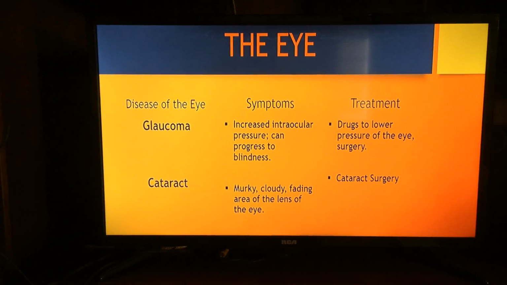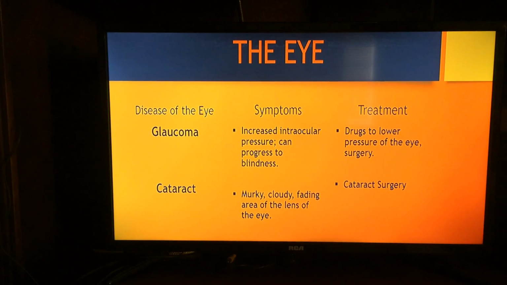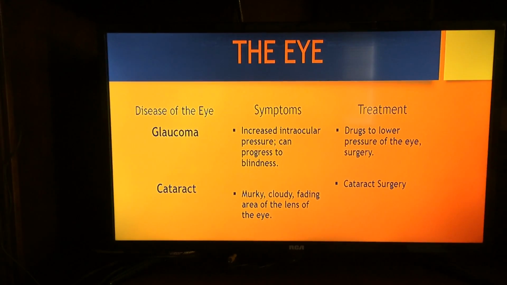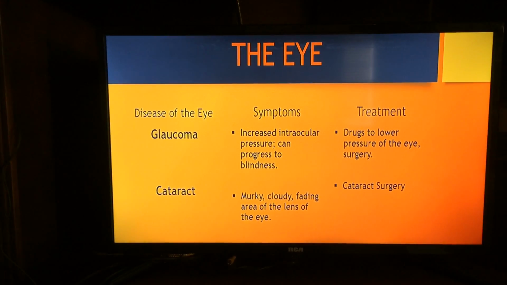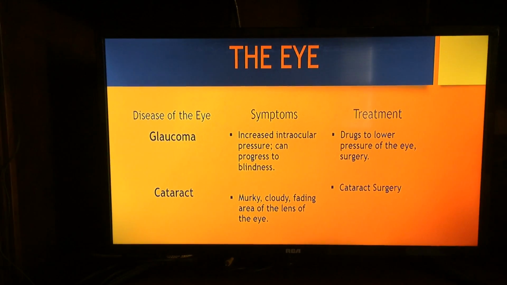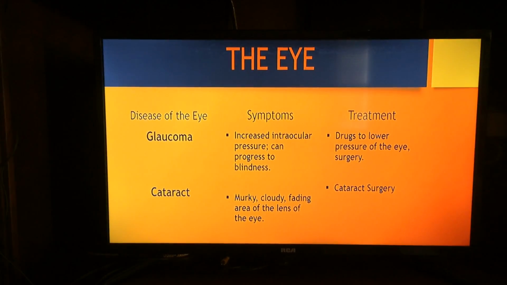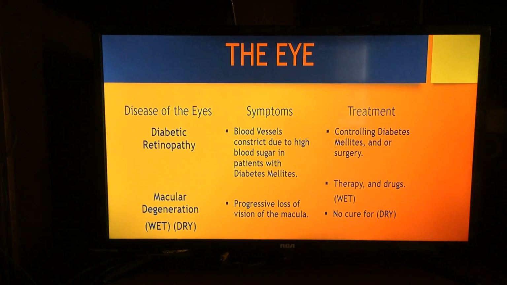Glaucoma is increased intraocular pressure and can progress to blindness. Drugs to lower pressure of the eye or surgery could be a treatment. Cataracts are murky, cloudy, fading areas of the lens of the eye. Cataract surgery could be helpful for cataracts.